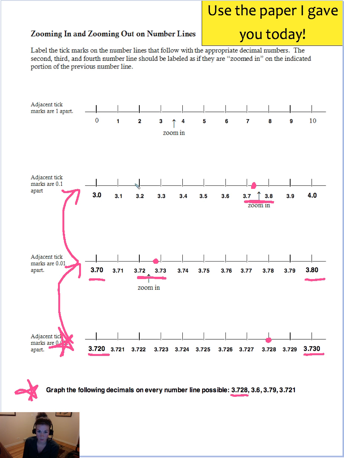And just like I did for all these, now I can use this number line to help me up here because I know it's between 3 and 4. So I'm looking right here between 3 and 4. Again, it's not halfway. It's going to be closer to 4. So I'll find that halfway mark and I'm going to go about halfway in between that, which would be right about there. So now I have 3.728 plotted on every number line possible.